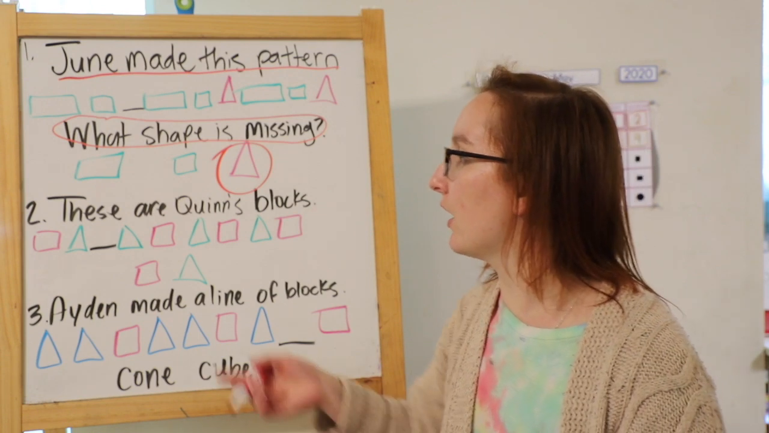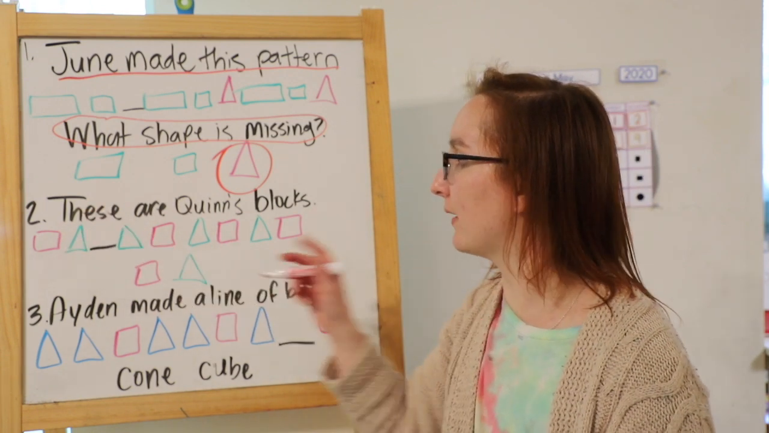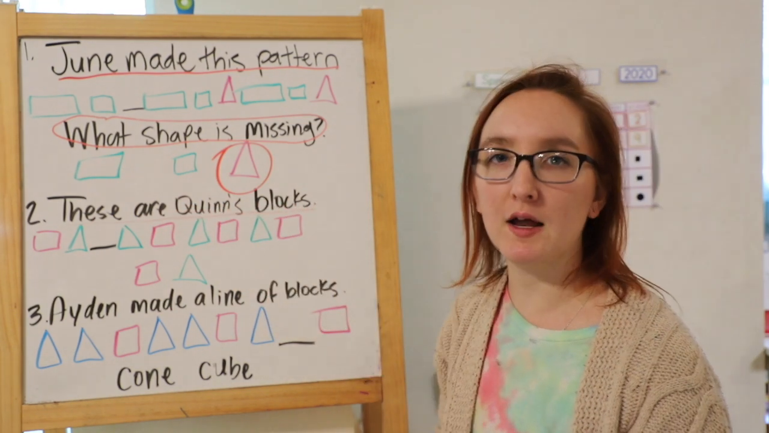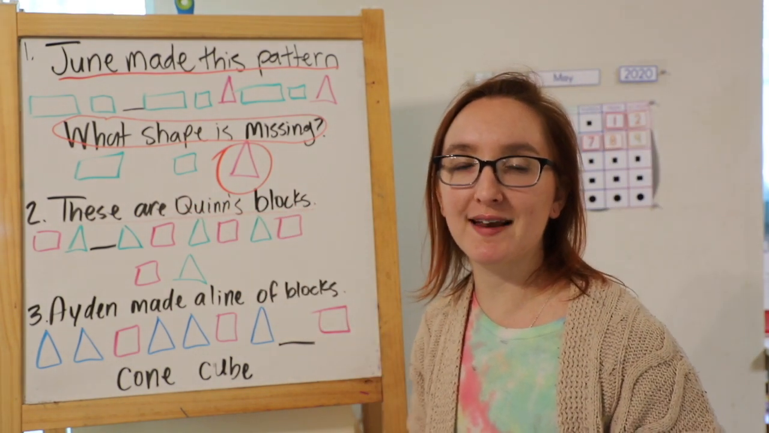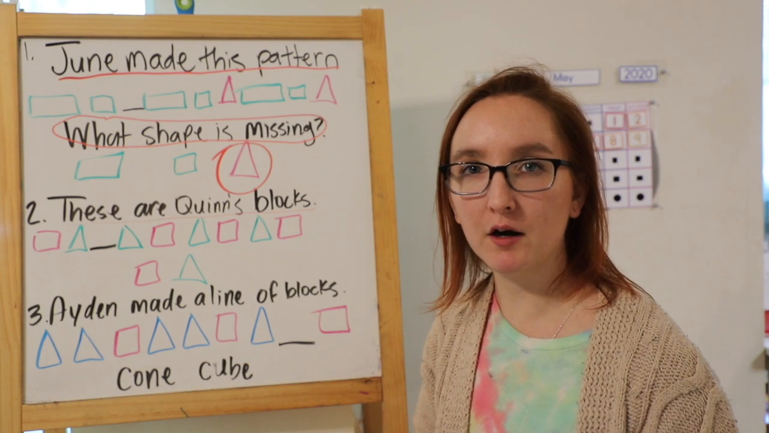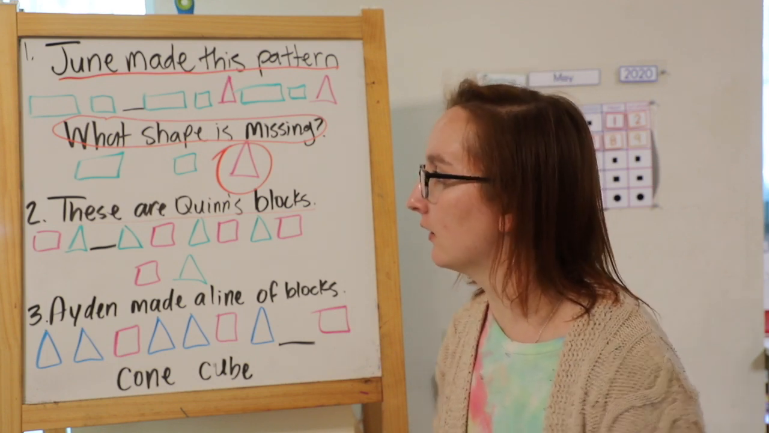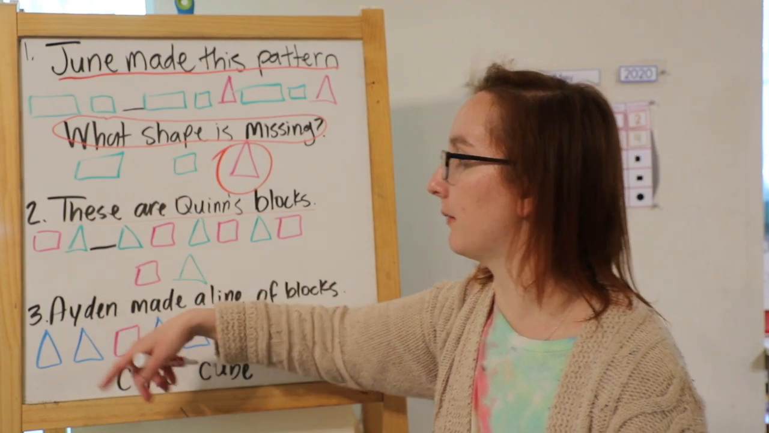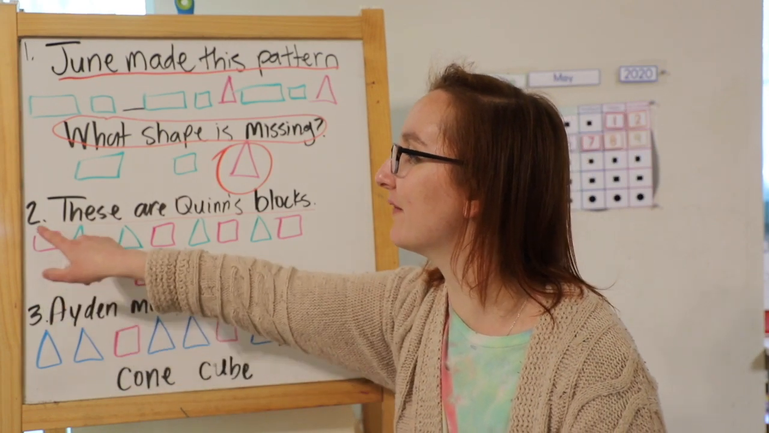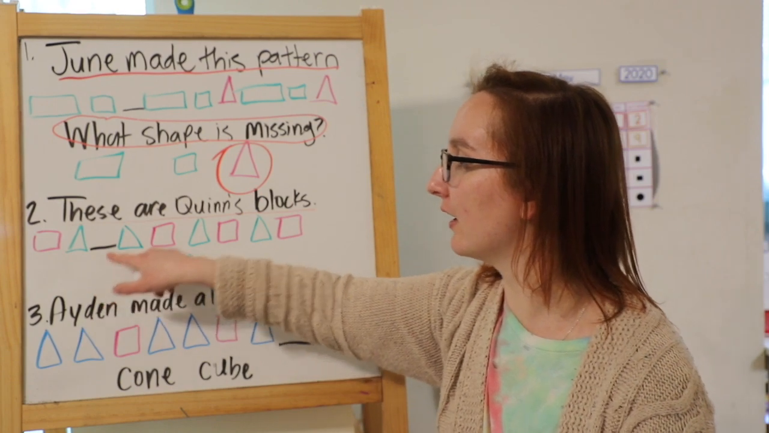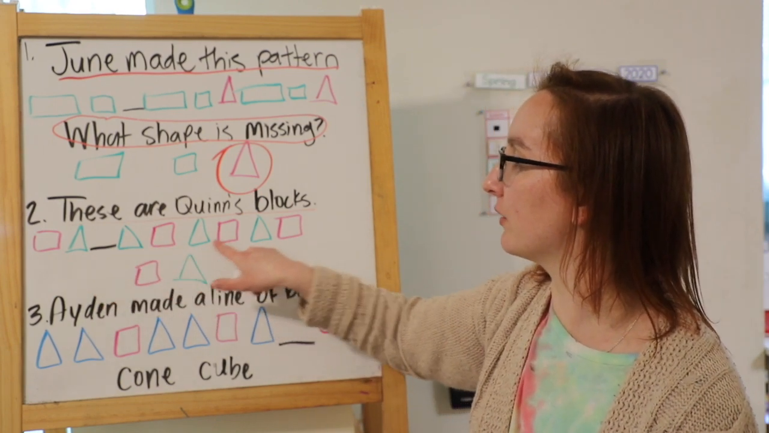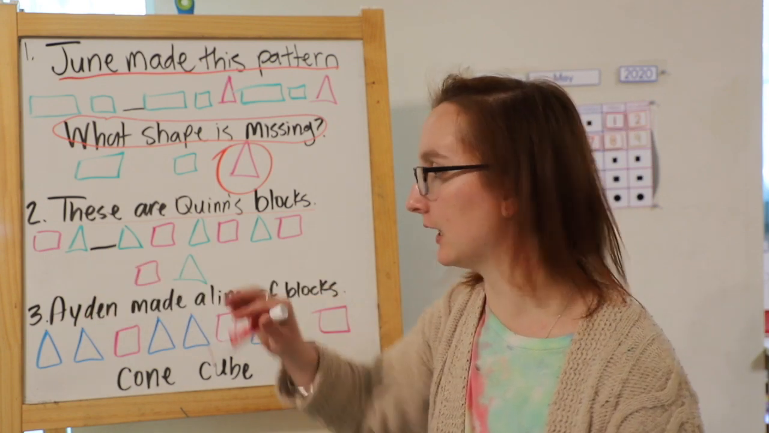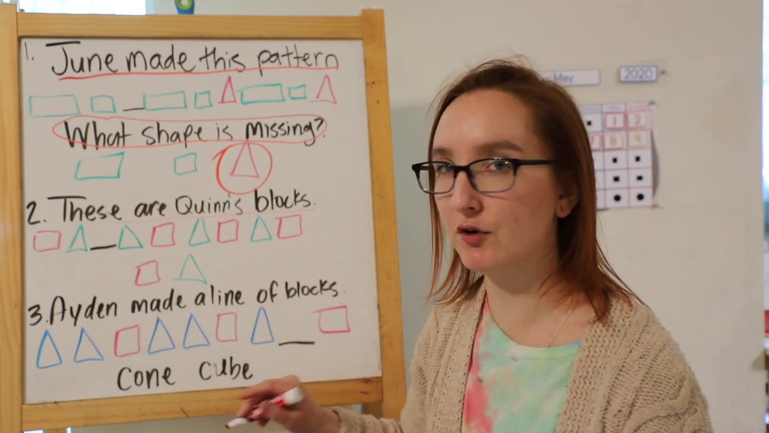Number two, it says these are Quinn's blocks. So we know these are Quinn's blocks. We want to circle the one that is missing and put a square around the one that's going to come next. So we have cube, cone, blank. Cone, cube, cone, cube, cone, cube. So what's going to go in this blank here? What's missing? And we're going to circle the missing one.